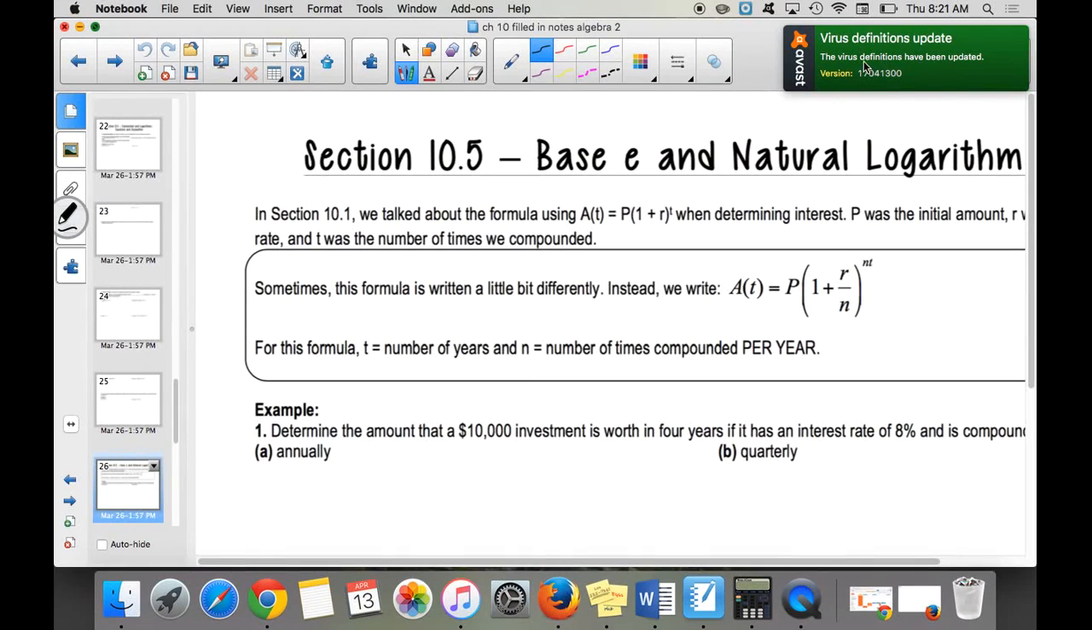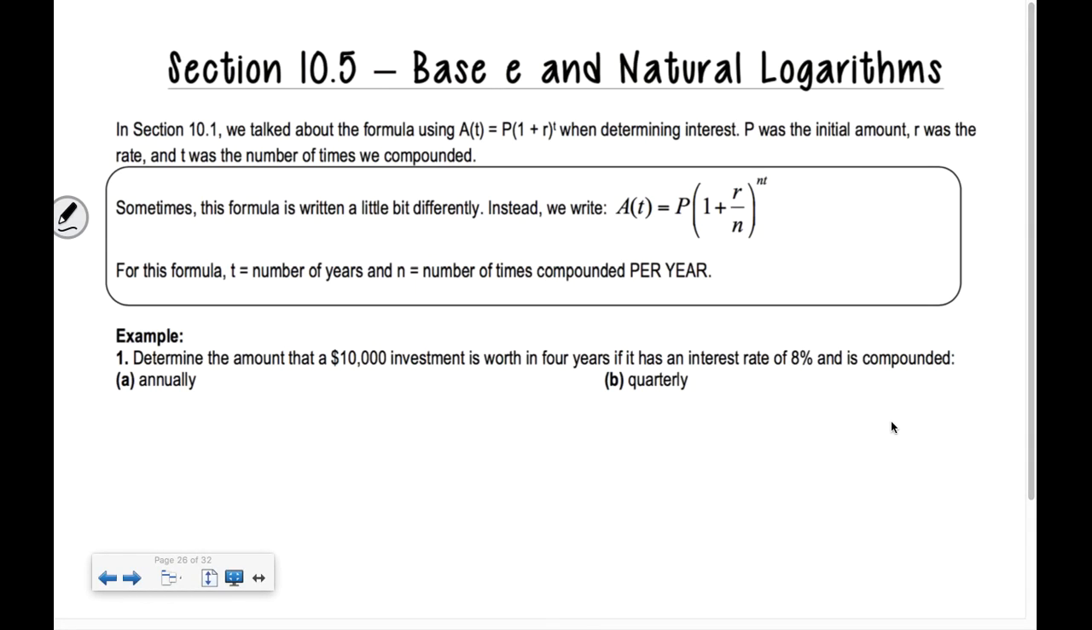Okay, so section 10.5 is on the number e. I've mentioned that there is a number e. It's kind of like pi. It's called a transcendental number, where it goes on forever. It never repeats.